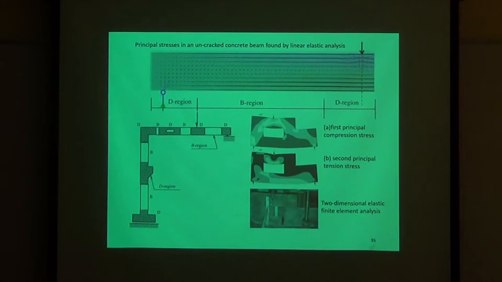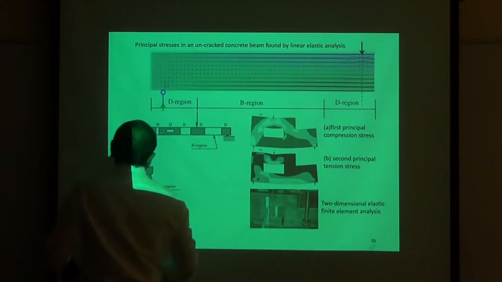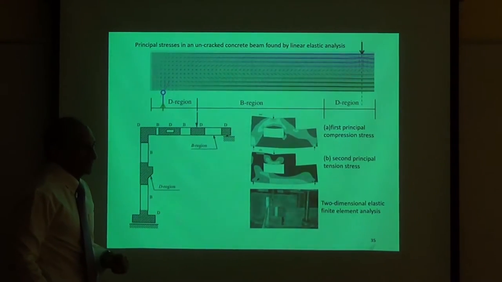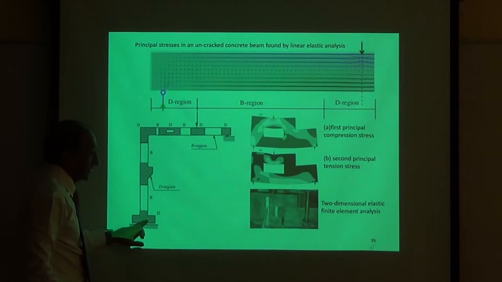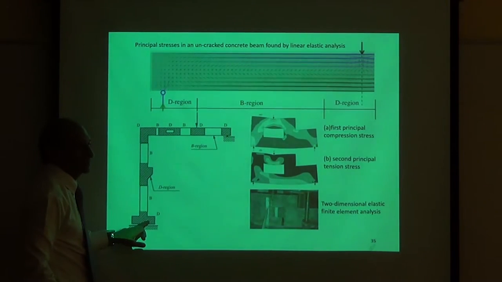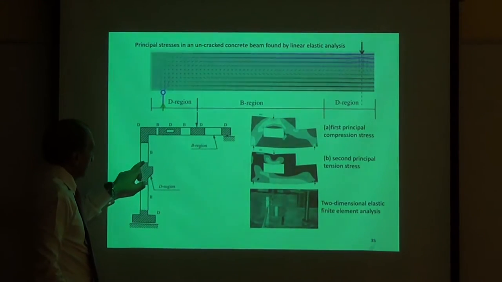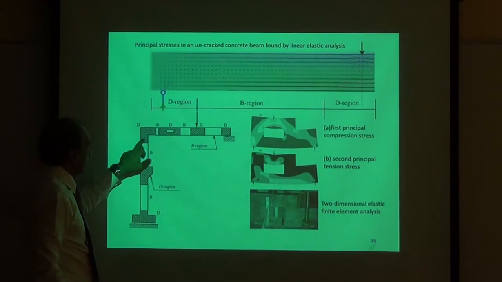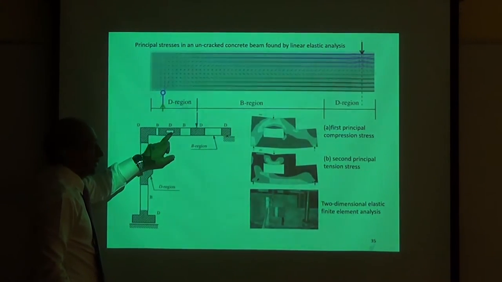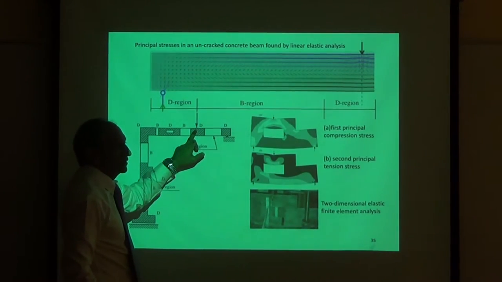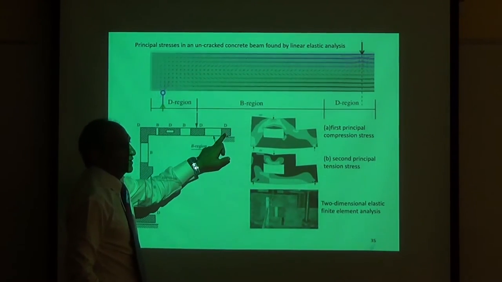Now if you look at another structure, a typical beam like that, you will find that this is all D region, foundation. Mostly is D region. Corbel and wrist bracket is D region. This joint, both directions, is D region. There's an opening here, a discontinuity, is a D region. There's a heavy point load, there's a D region. There's a support here, there's a D region.